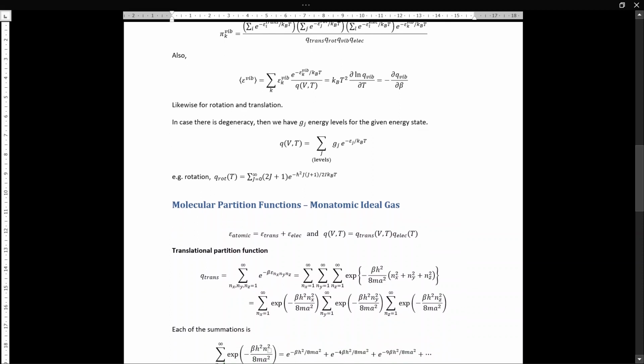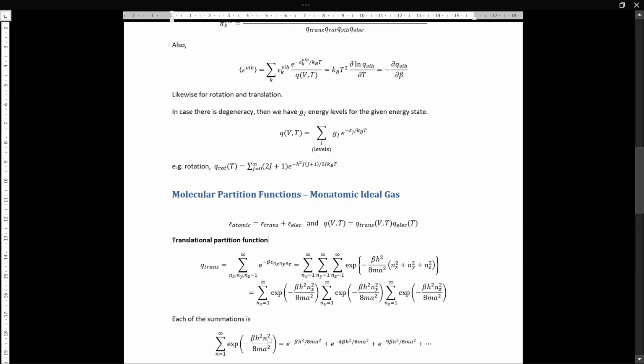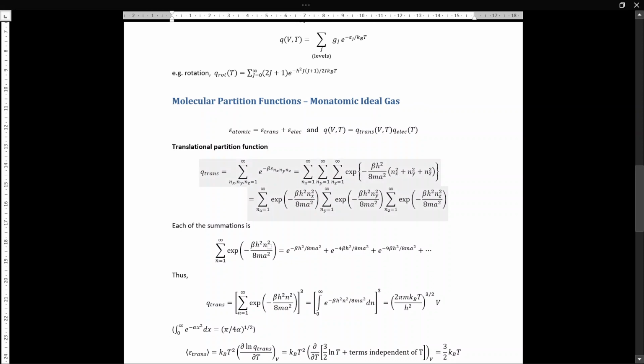Now, let us take a look at the translational part of this. We'll worry about the electronic part later. So, let's take a look at the translational partition function. Now, I know that this molecule happens to be in a box whose edge length happens to be A, and let's just take A by A by A. So let's take a cubic box.